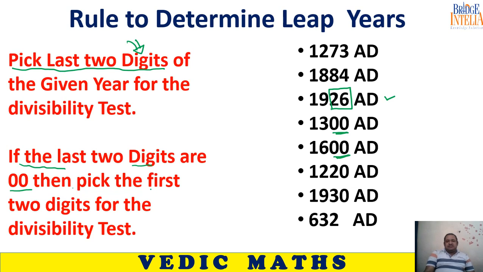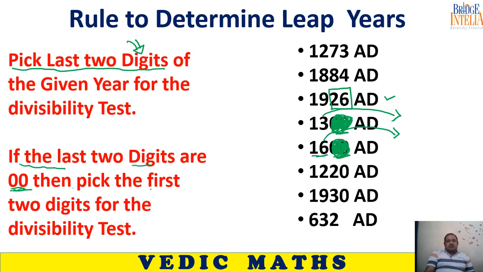My intention is to pick the last two digits, but the rule says that if the last two digits are by chance 00, so you can see here 00 and here also 00, then don't pick 00. Picking 00 is not allowed. Then you have to pick the first two digits, because the last two digits were 00, so I cannot pick those. So here I will pick 16.